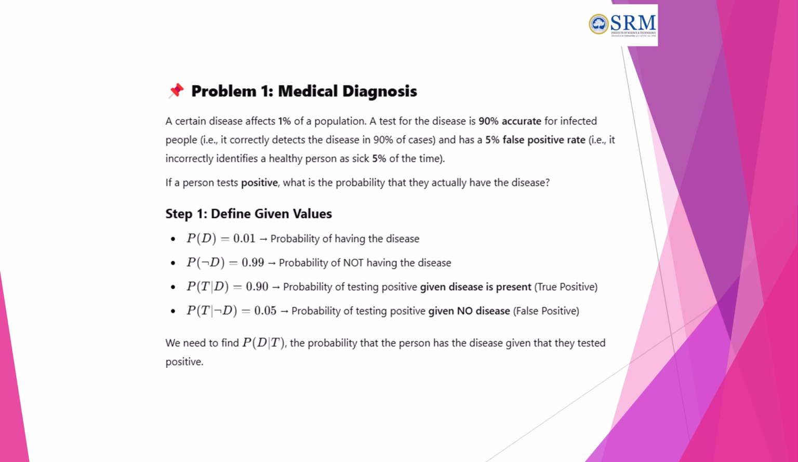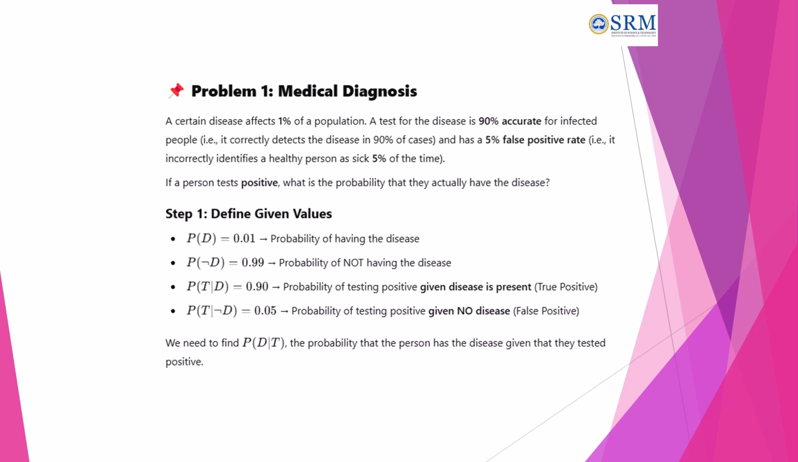First problem, based on medical diagnosis. There is a disease that affects 1 out of every 100 people. We have a test that can detect the disease correctly 90% of the time when someone is actually sick. But sometimes the test makes mistakes and shows a positive result even if the person is healthy. This happens 5% of the time.